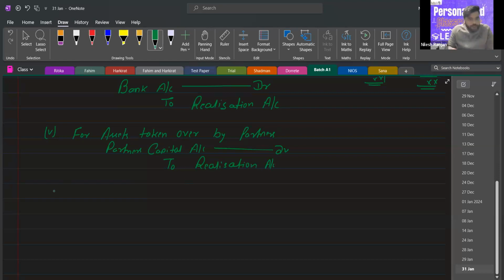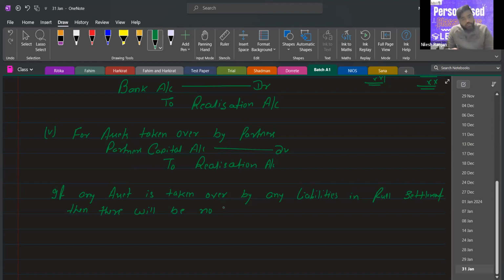Now, there is one thing: if any asset is taken over by any liabilities in full settlement, then there will be no entry. Then there will be no journal entry. Now you have a question that why we are not passing any entry if any asset is taken over by any liabilities.